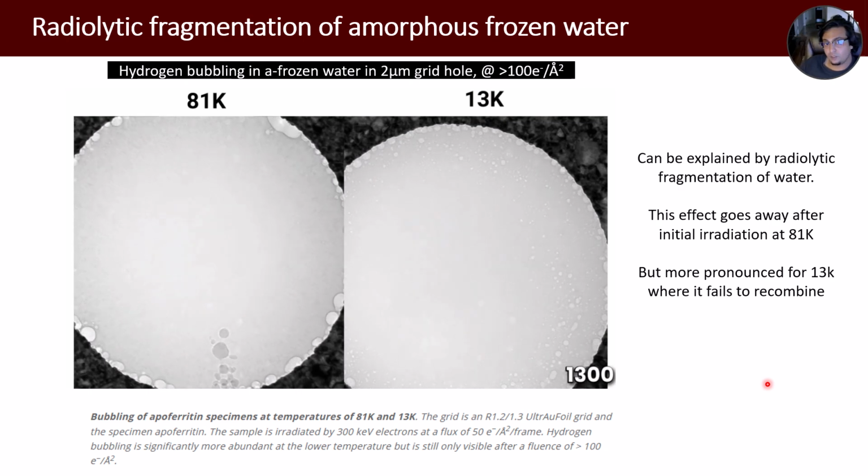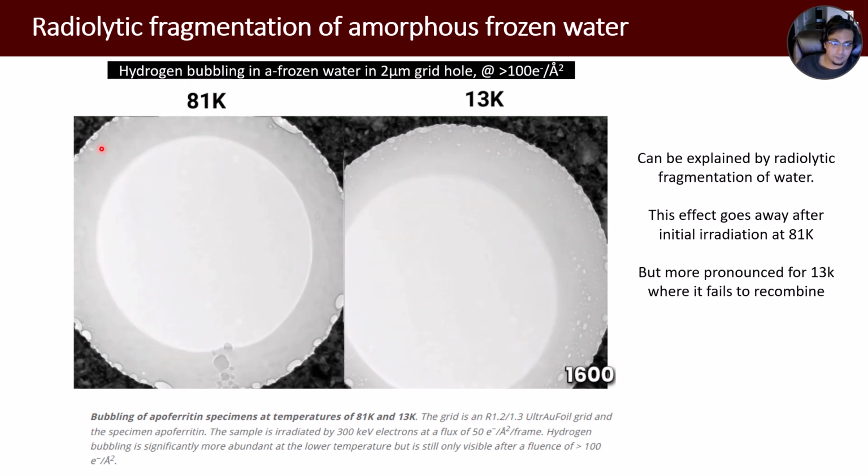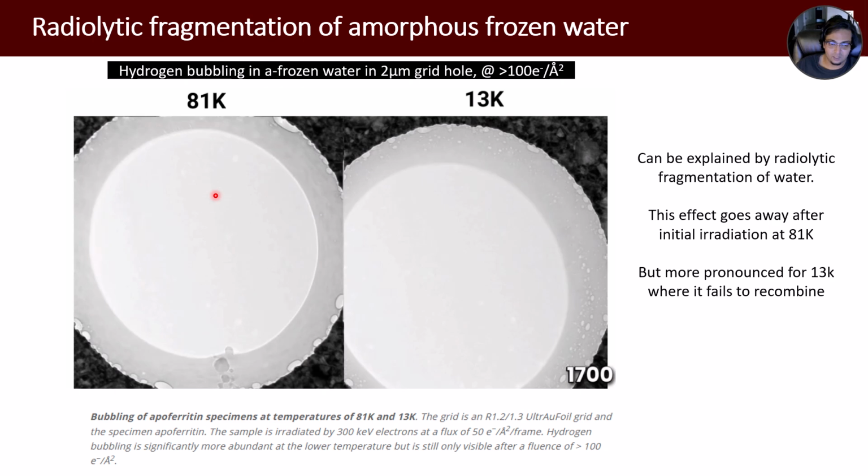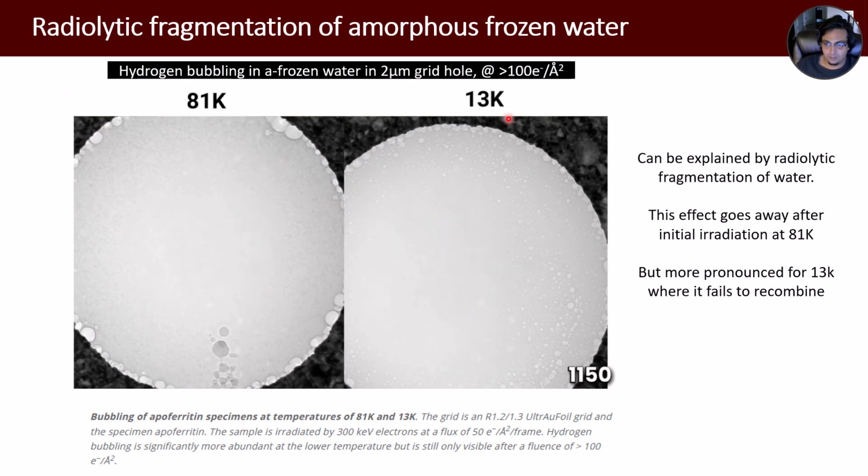There are other effects. The one effect that these researchers have branded as the reason this is happening is radiolytic fragmentation of amorphous water. This is an extreme case here for both temperatures. As you can see, we have all this bubbling. That means hydrogen is bubbling off the water as we irradiate it at different temperatures. At 13K, there are more bubbles nucleating per area compared to 81K, and this is an extreme case at very high fluence, so you can observe this.